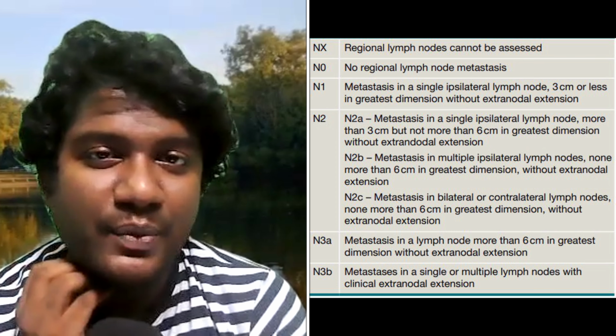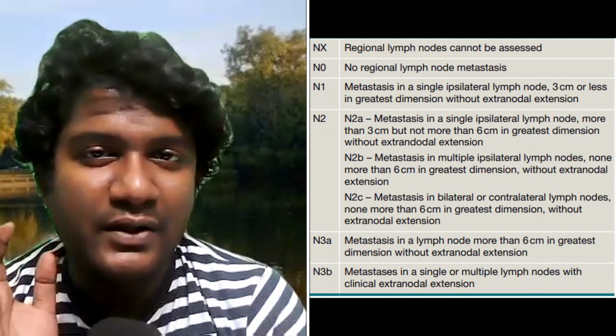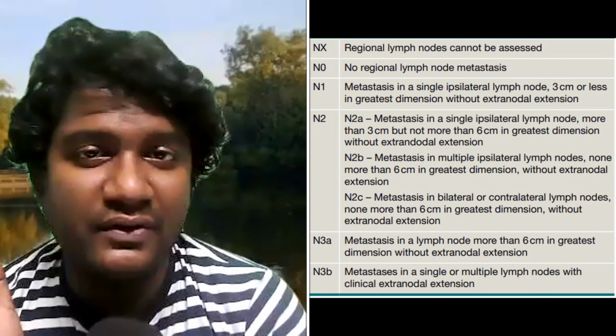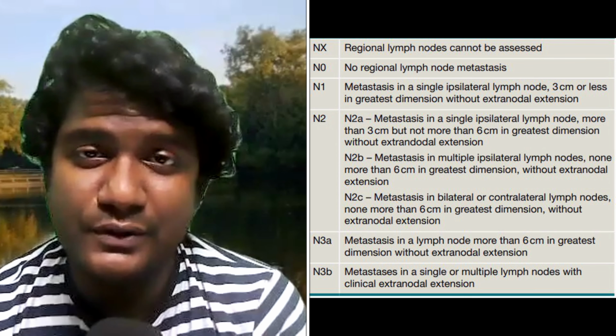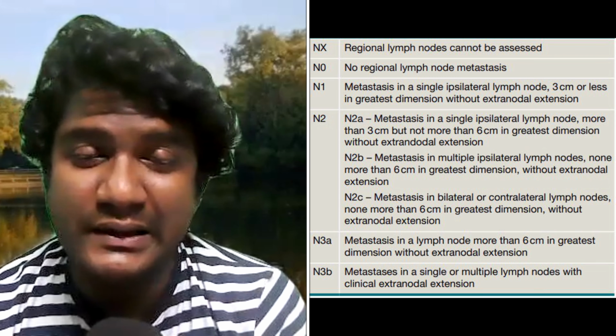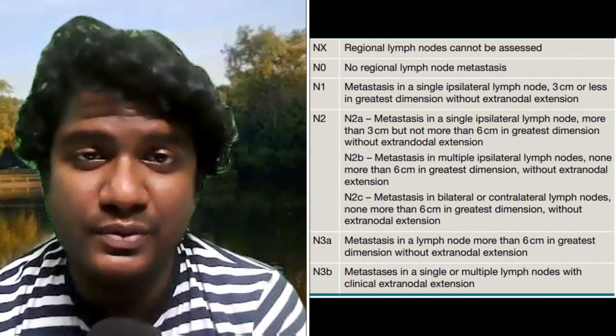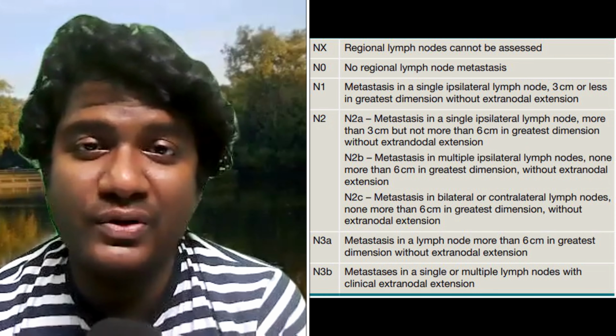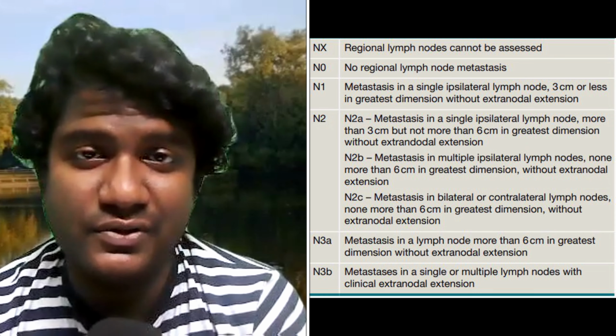Right? N2B is, now there are multiple ipsilateral lymph nodes. The moment it is multiple ipsilateral lymph nodes, it is not mandatory for every single lymph node to be more than 3 centimeter in size. But it is important for each of these lymph nodes to not be more than 6 centimeter in its greatest dimension. So the language for N2B is multiple ipsilateral lymph nodes, none more than 6 centimeter in greatest dimension.